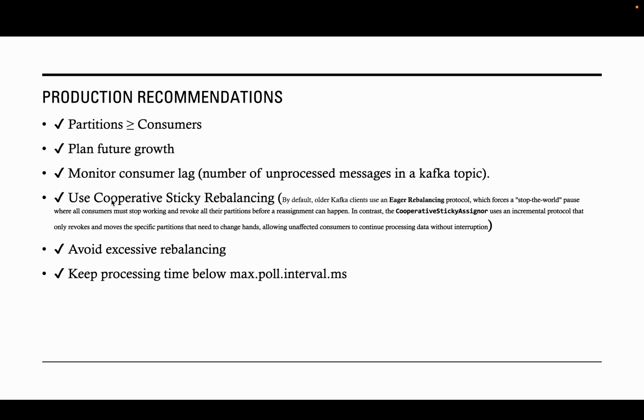This is very crucial. Use cooperative sticky balancing. By default, older Kafka clients use the eager rebalancing protocol, which is like stop everything and rebalance. But the cooperative sticky assignor uses an incremental protocol that says only specific partitions need a change of hands, allowing unaffected consumers to continue. So consumption will not halt. Only for the few partitions whose consumers are having problems will reassignment take place, where consumption will not stop.